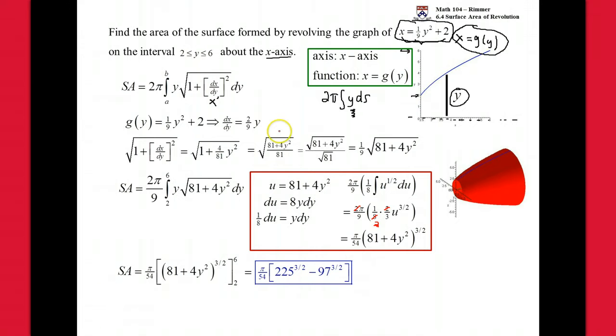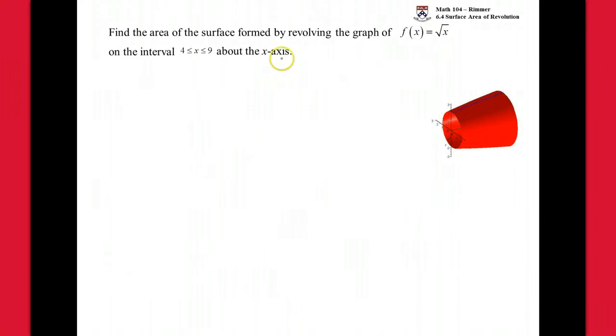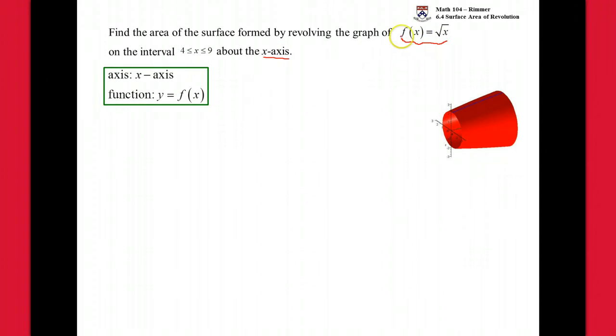So that was revolving around the x-axis, but having x as a function of y. So in both of our two examples, the variable that was part of the radius ended up staying as that variable. The first one was in x, and the second one was in y. So now let's look at a third version, where we have y is f of x. I'm going to go about the x-axis. This is the version that we derived. And so we're going about the x-axis, and y is given to us as f of x.